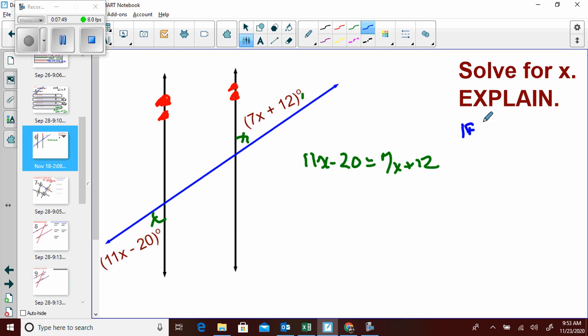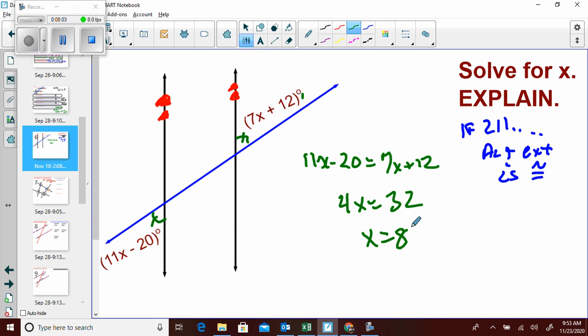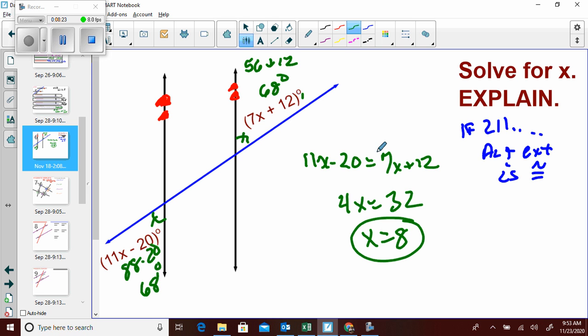Because if two parallel lines are cut by a transversal, alternate exterior angles are congruent. We'll solve it out. 4x is 32, x is 8. Let's see, 7 times 8 is 56, plus 12, 68. 11 times 8 is 88 minus 20, 68. They both work. Okay? So you have to set up your equation and give the reason, just like we were doing before with segment addition postulate, angle addition postulate, et cetera.